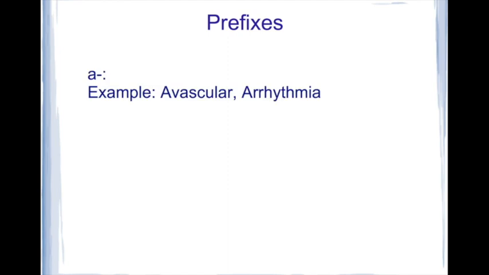Okay, prefixes. So A, and examples are avascular or arrhythmia. So if something is avascular, what does it have to do with blood flow?